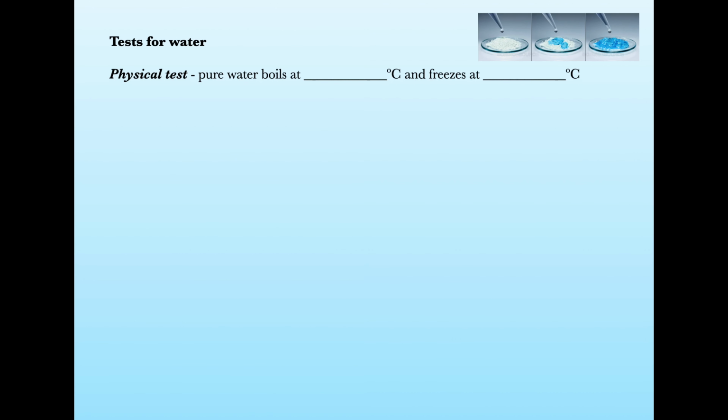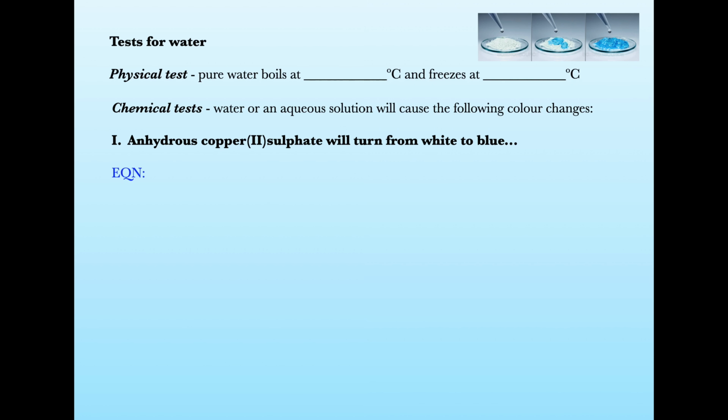Right, tests for water. The physical test, obviously, if we've got pure water, then it boils at 100 degrees C and it freezes at 0 degrees C, as you know. Okay? If the water's impure, it would boil at a temperature higher than 100 and it would freeze at a temperature lower than 0 to show there's impurities. Chemical tests. The water or an aqueous solution will cause the following colour changes.